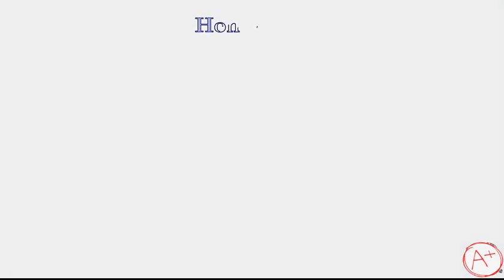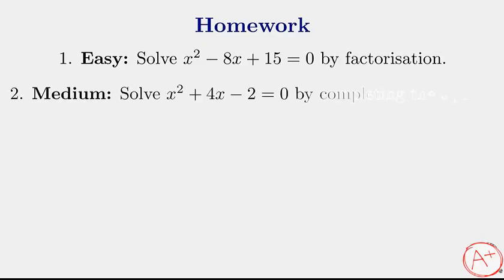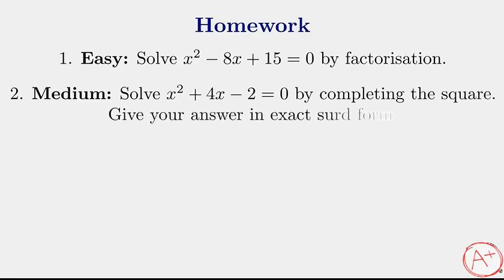It is time to test your understanding. Please pause the video now and attempt these 3 questions before we go through the solutions. Easy. Solve x squared minus 8x plus 15 equals 0 by factorization. Medium. Solve x squared plus 4x minus 2 equals 0 by completing the square. Give your answer in exact surd form.